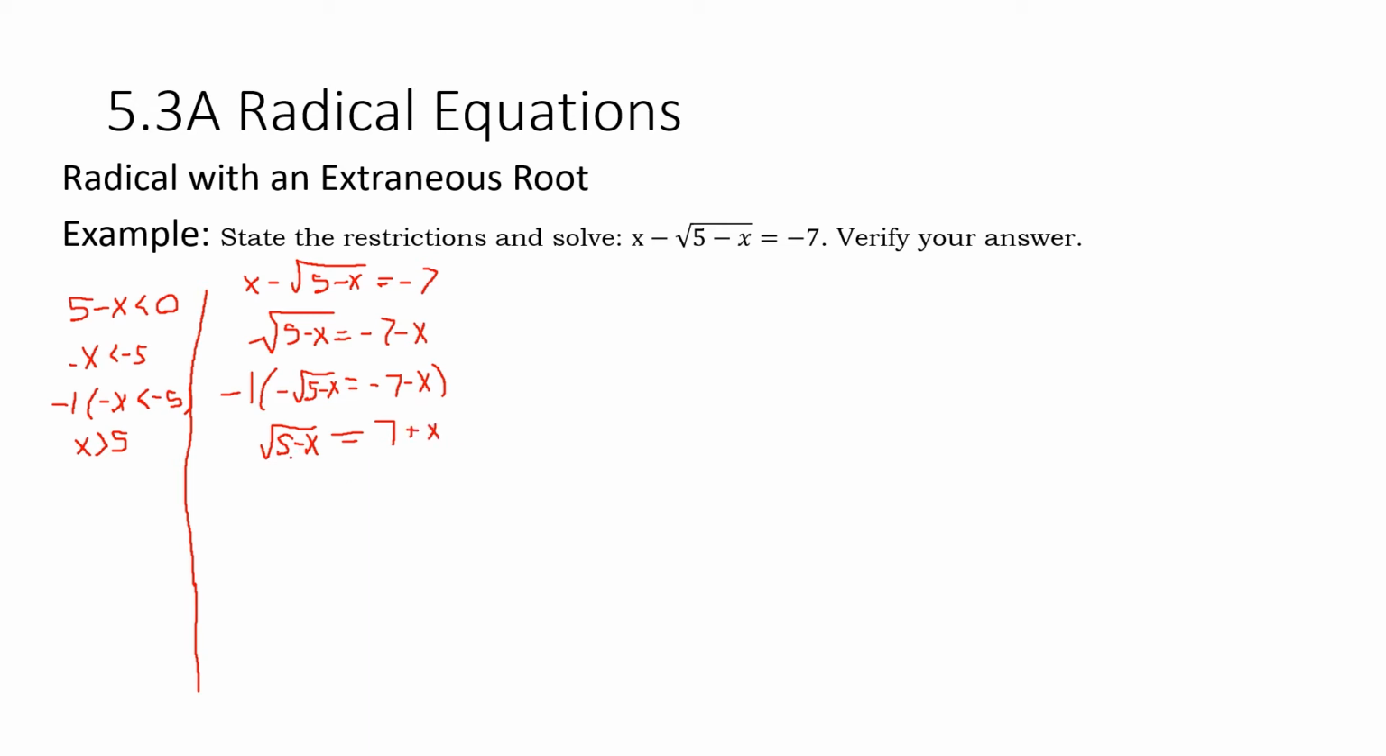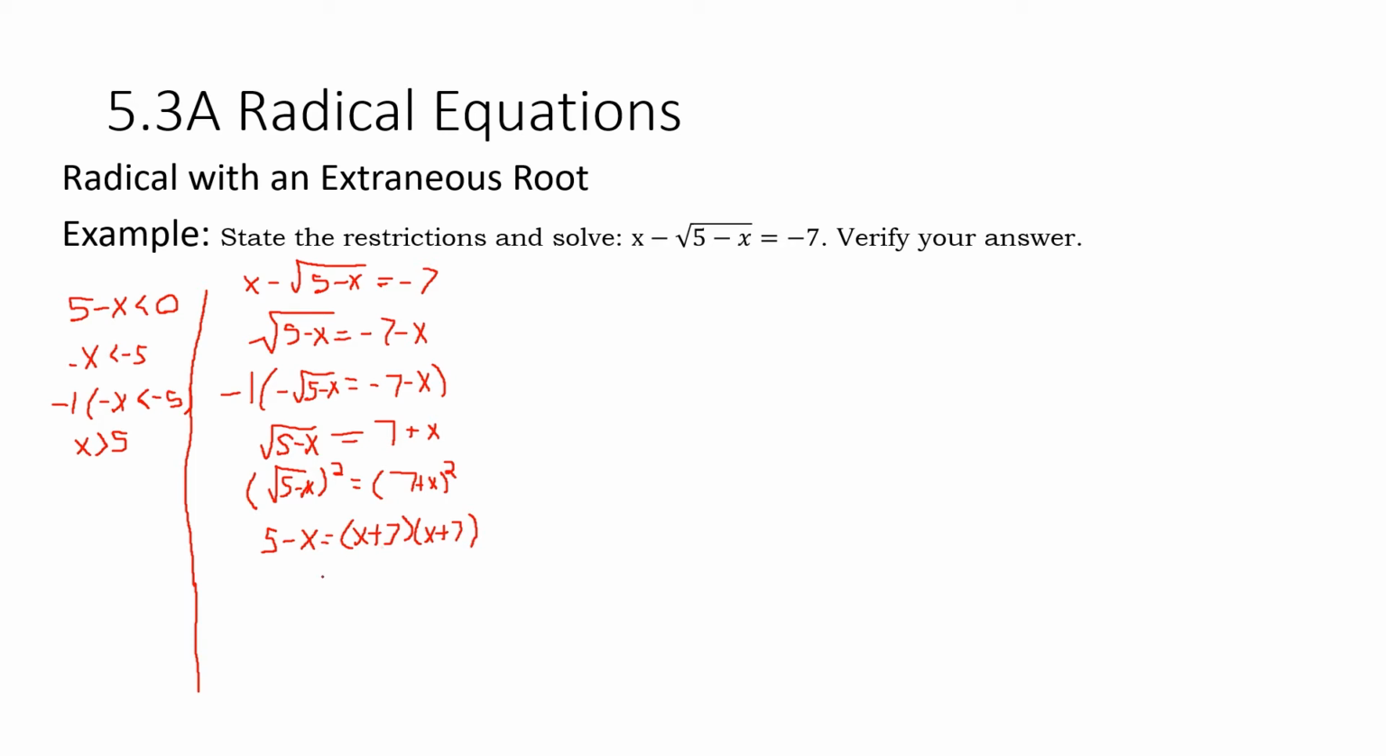Now, to get rid of this square root, we're going to square both sides. So squaring, 5 minus x equals 7 plus x squared. Make sure that when you're squaring both sides, you're not just squaring the 7 and squaring the x. You're squaring 7 plus x. So square it, and you'll have 5 minus x equals x plus 7 times x plus 7.